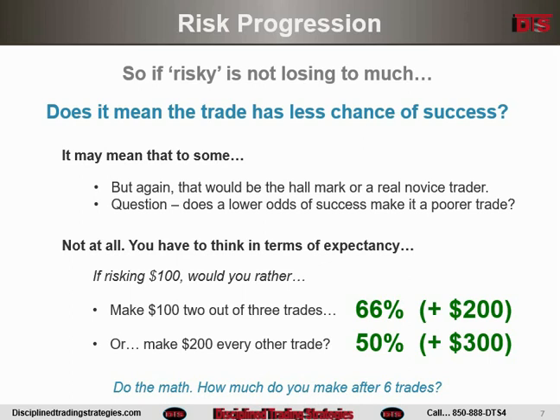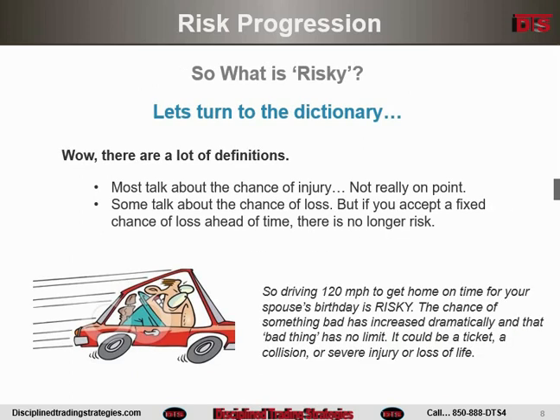And if you know ahead of time that it's more likely to stop, does that mean it's risky? It's not risky. It's not the right use of the word. Risky, I hope this next slide says this, really implies, if you go to the dictionary, it talks a lot about chance of injury, not really on point. Some talk about the chance of loss, but you accept a level of fixed chance ahead of time.